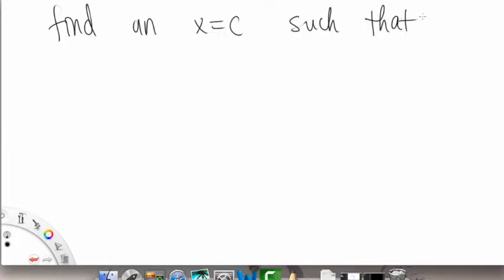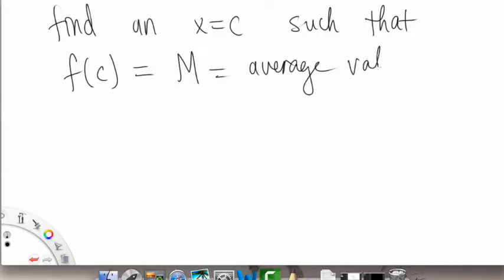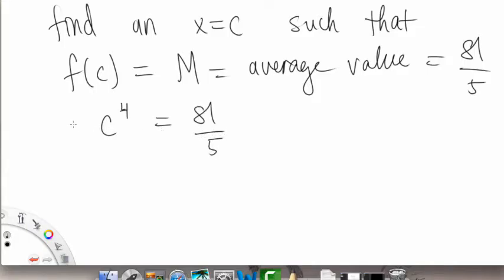Now what we want to do is find a value c, an x equal to c, such that when we plug it into our function, we get our average value out. We found our average value to be 81 over 5. So we want f(c) to equal 81 over 5, and f(c) is the same thing as c to the fourth power. So c^4 equals 81 over 5, and we just solve for c.